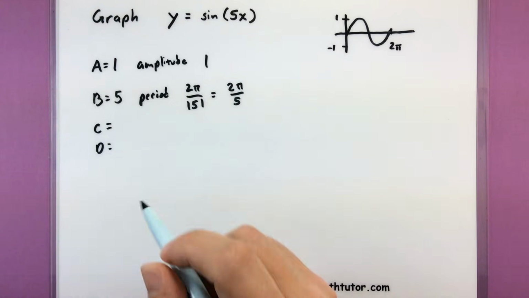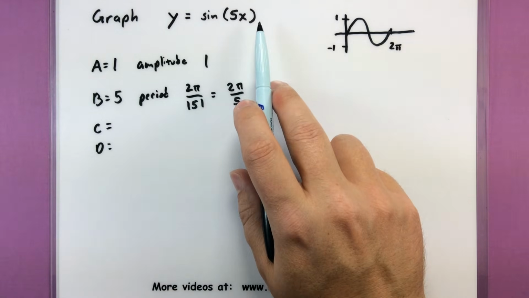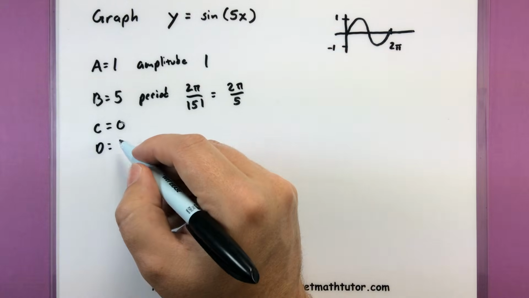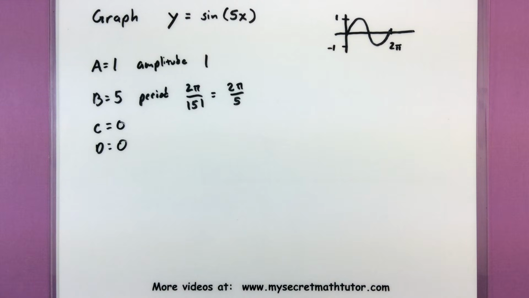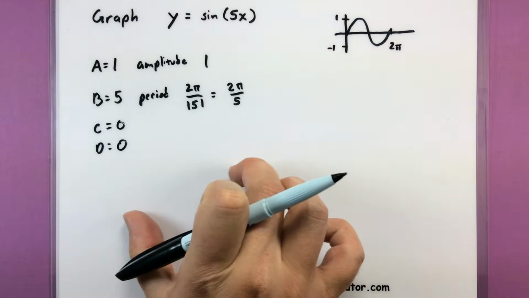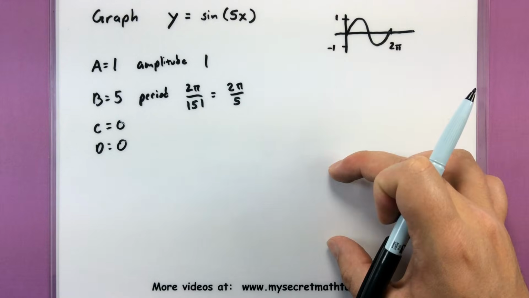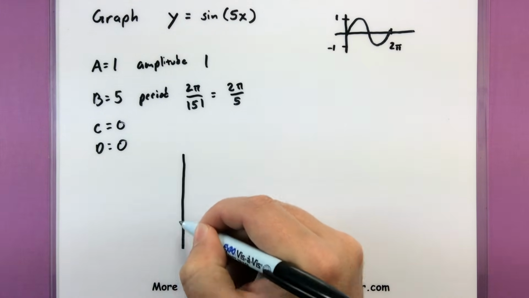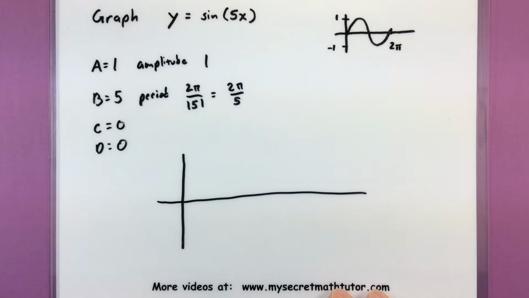C and D. So C would be the number that's subtracted over here. There is none. And D would be any numbers added or subtracted to the outside. There is none of those. So it tells us that we have no phase shift and no vertical shift. It hasn't been moved left or right, or up or down. So now that we've got this basic information out of the way, let's go ahead and graph our brand new function and see what it looks like.